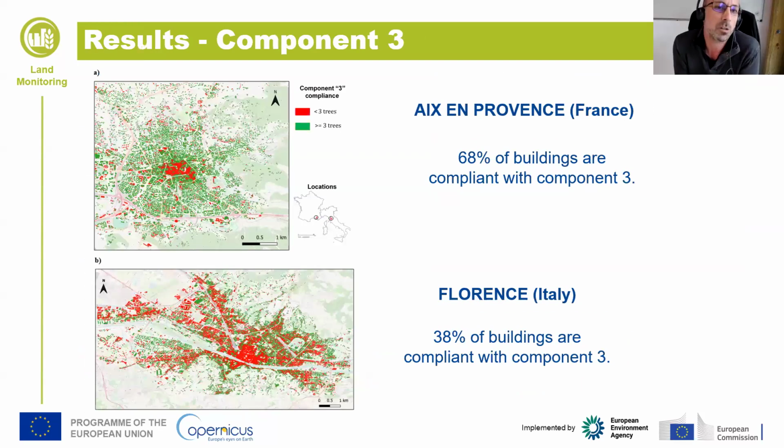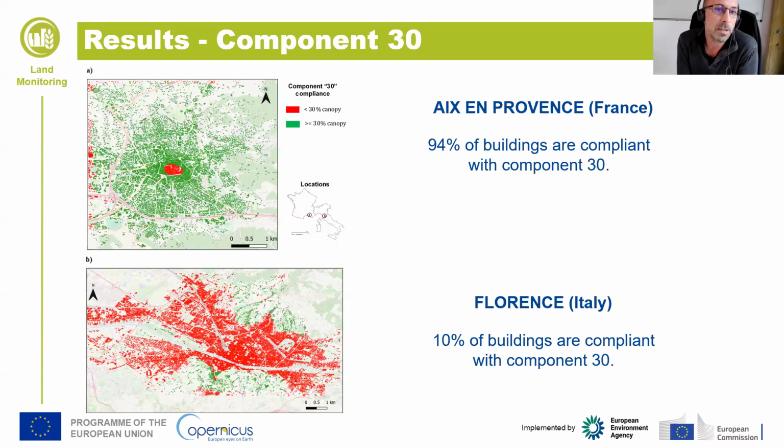So I can show some examples: Aix-en-Provence, in the southeast of France, and Florence in the Tuscany region in Italy. In Aix-en-Provence, 68% of buildings are compliant with component 3, and 38% of buildings are compliant with component 3 in Florence. 94% of buildings are compliant with component 30 in Aix-en-Provence, while only 10% of buildings are compliant with component 30 in Florence.